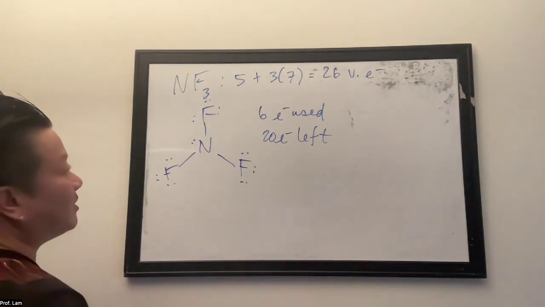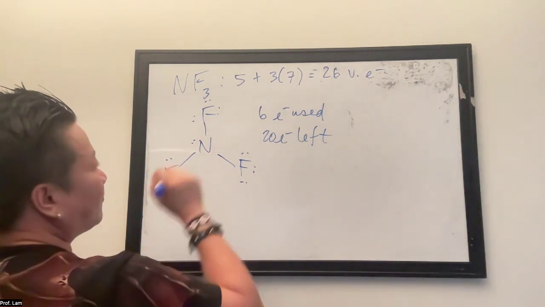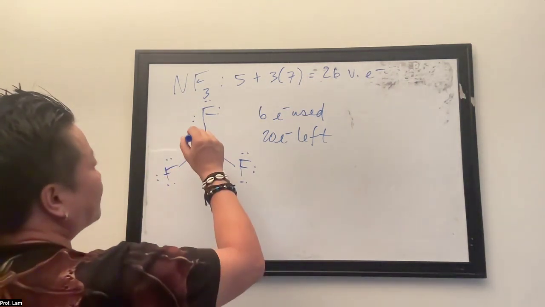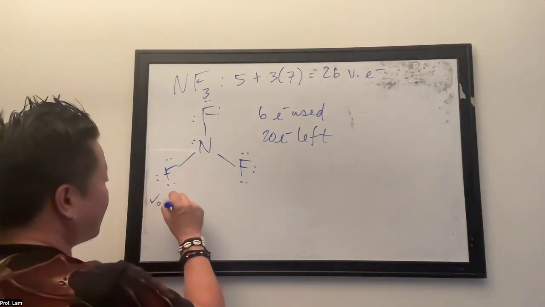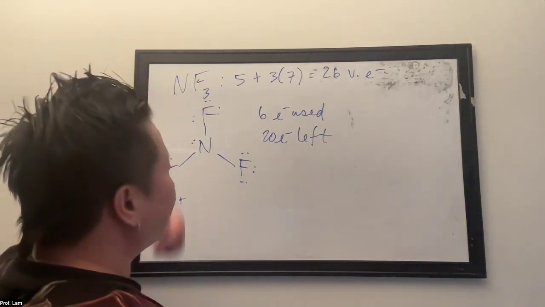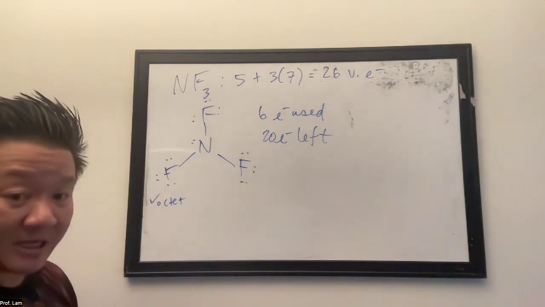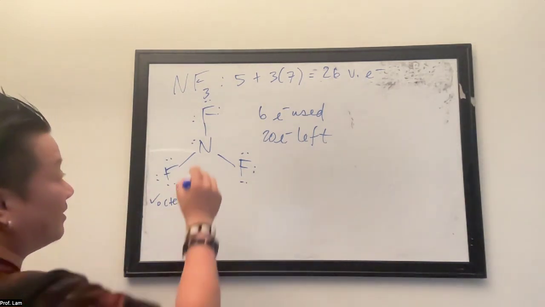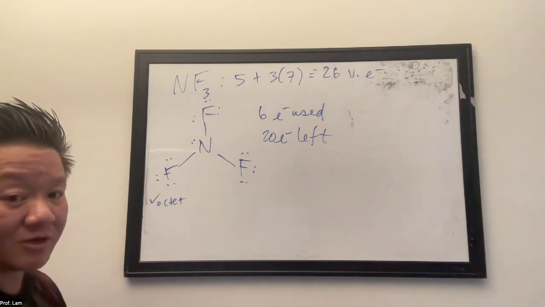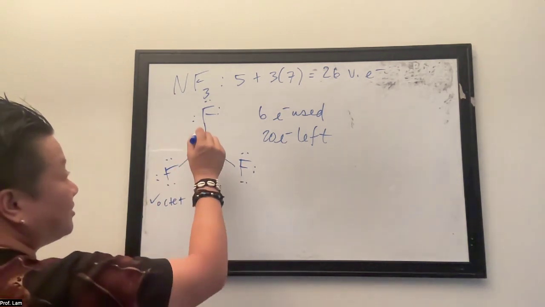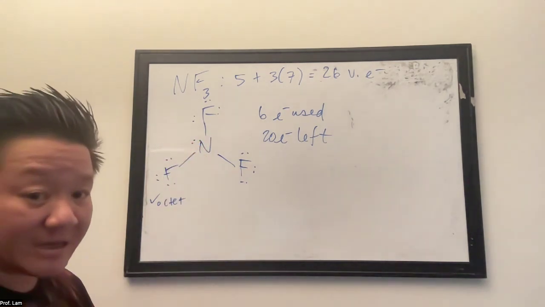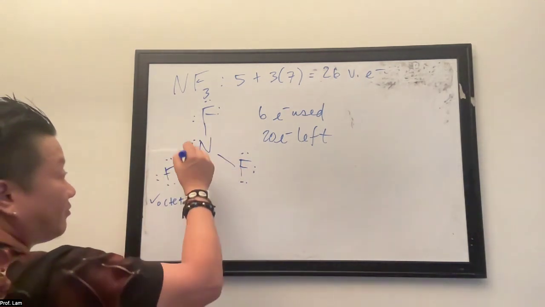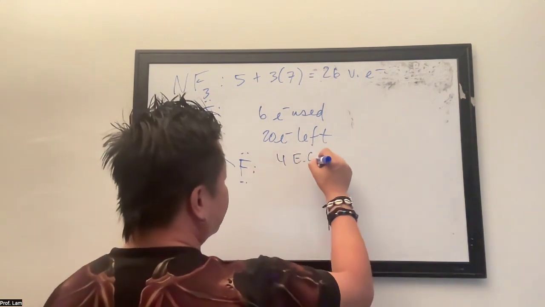Okay. So does everybody have octet now? Well, the fluorines do. And check nitrogen, 2, 4, 6, 8. So we're good. Okay, so that's our structure. Now we're going to count how many electron groups are around the central atom. So nitrogen, how many electron groups, everybody? 1, 2, 3 for the 3 bonds, and then the lone pair counts as 1. Remember, everything counts as 1. So 1, 2, 3, 4. We just have 4 electron groups.